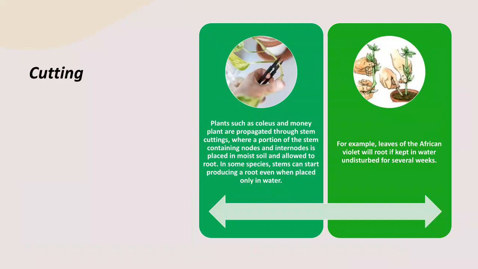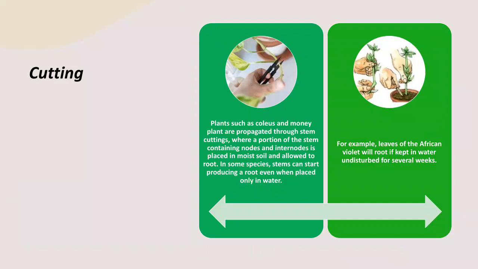Cutting. Plants such as coleus and money plant are propagated through stem cutting, where a portion of the stem containing nodes and internodes is placed in moist soil and allowed to root.